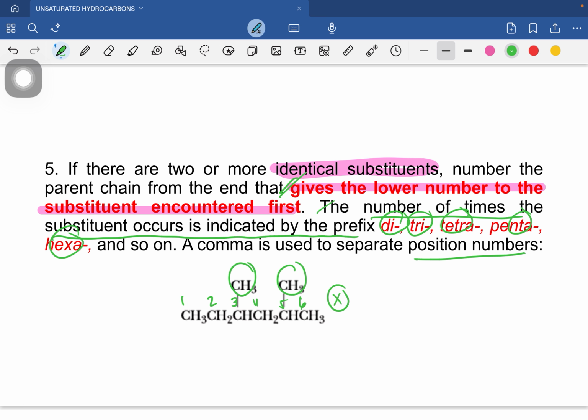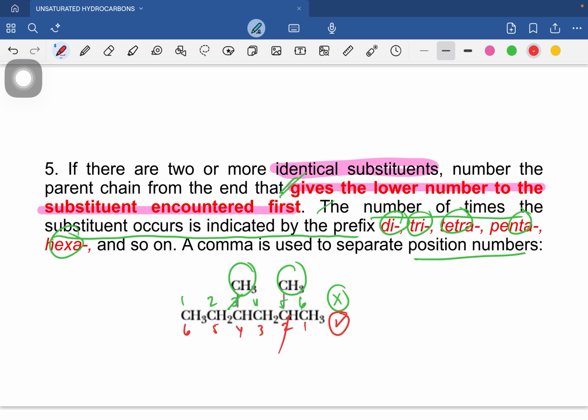No po. Mali, because take note guys that your numbering should give the lower number to the substituent that is encountered first. If you're going to count from here, 1, 2, 3, 4, 5, 6, you will encounter po yung ating substituent at carbon number 2. Unlike from our first trial, you encountered yung ating substituent at carbon 3. So we prefer po counting from this one.